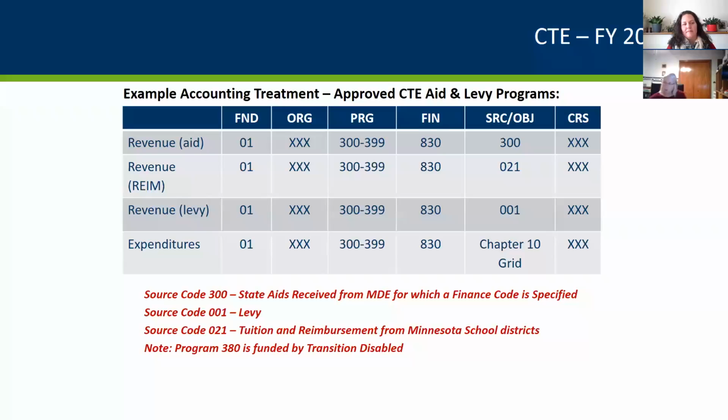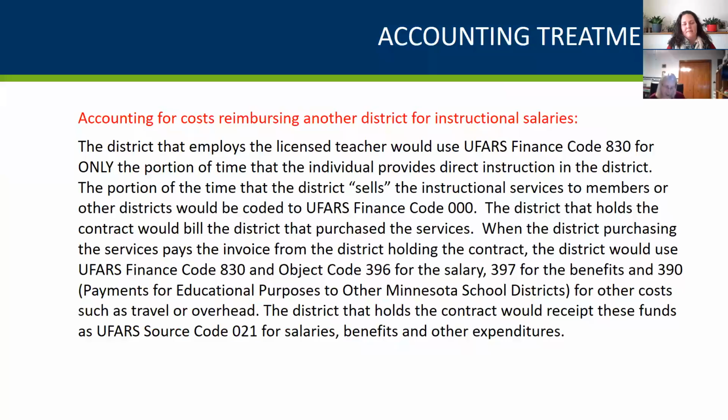I'm going to go into a sample of costs where districts are sharing from one to the other, where you're maybe doing one with a neighbor. A district that employs a licensed teacher would use the UFARS Code 830 only for the portion of the instructional time that their employee is teaching in that district. If they're selling instructional time to a neighboring district, the amount that the contract is for should be used in UFARS Finance Code 000.